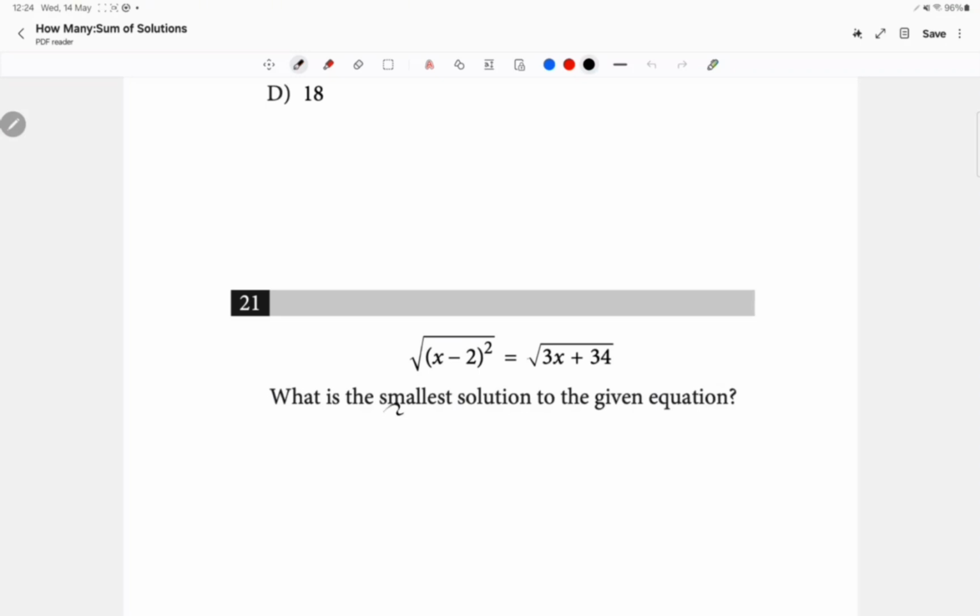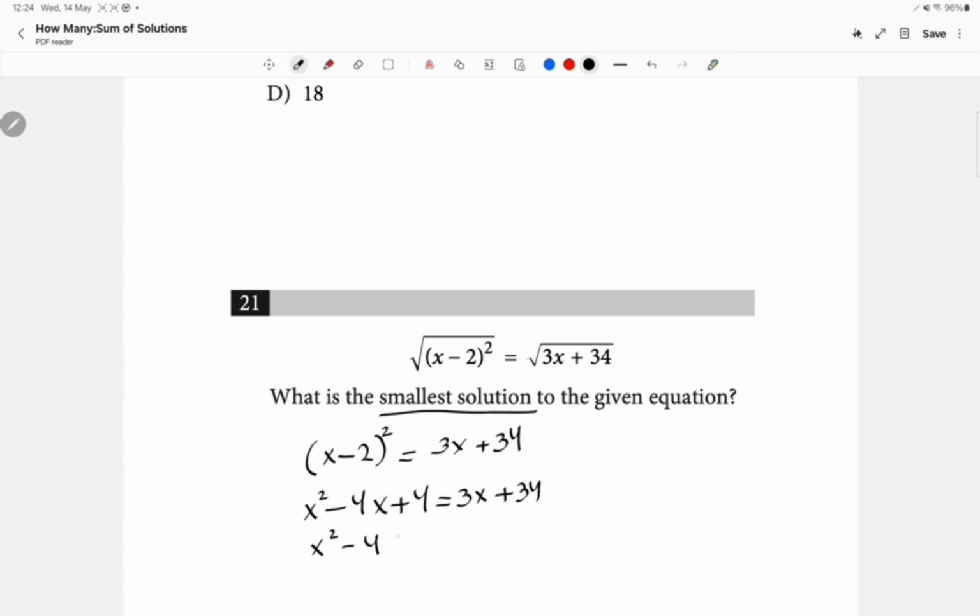What's the smallest solution to the given equation? The first thing you want to do is get rid of the square roots by squaring everything. You'll end up with x minus 2 squared is equal to 3x plus 34. Now expand the brackets. x squared minus 4x plus 4 is equal to 3x plus 34.